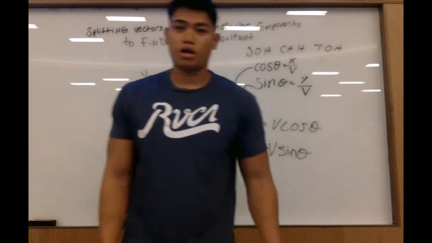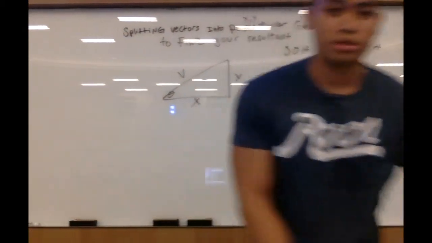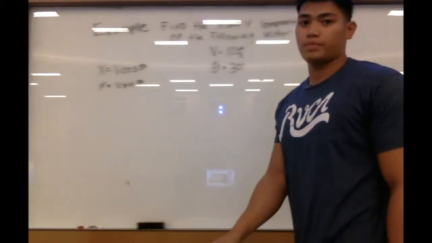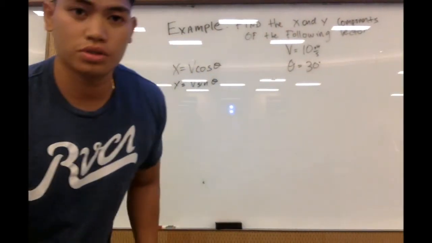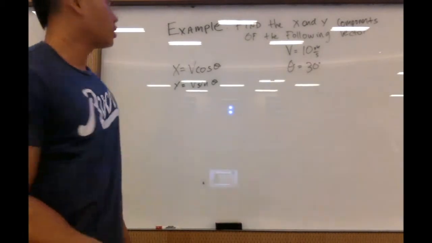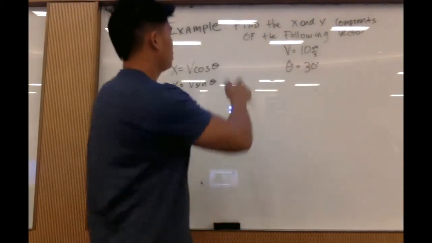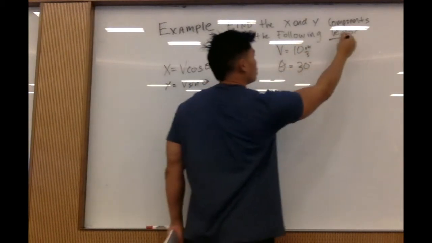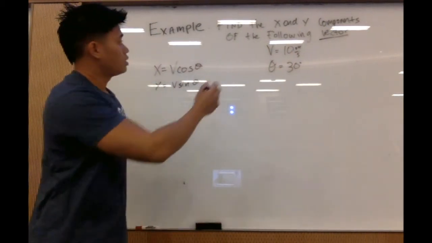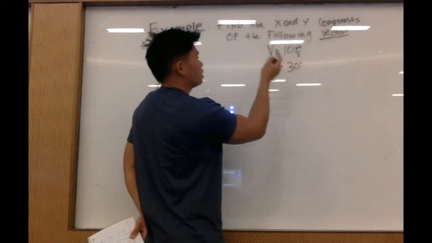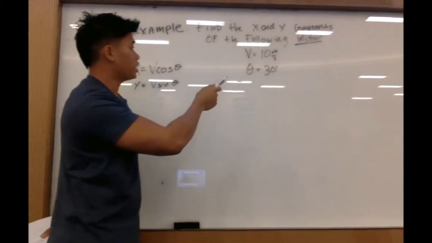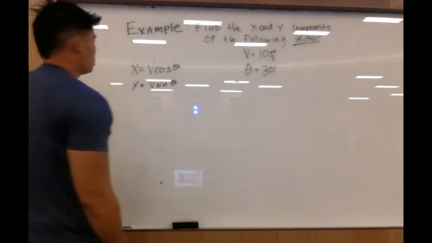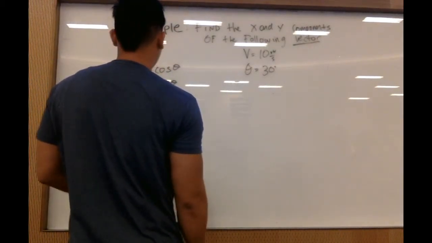Now, if you guys follow me over here, I have an example. All right, so the example is: find the x and y components of the following vector. The vector is velocity equals 10 meters per second. Theta is 30. So what can we do here?